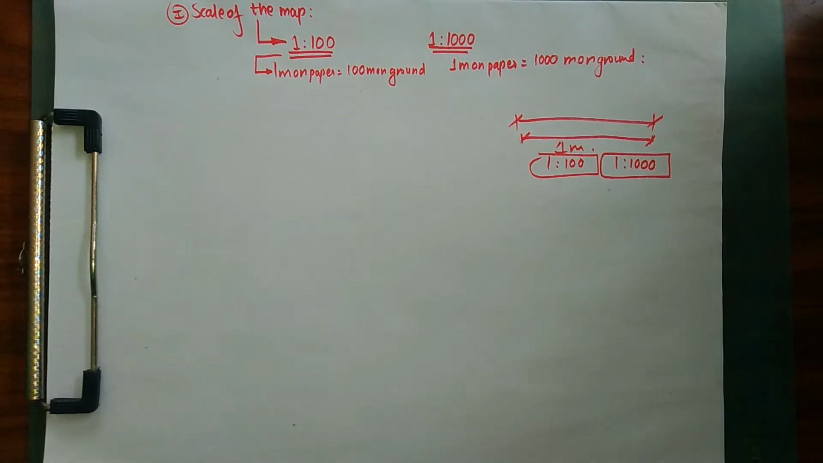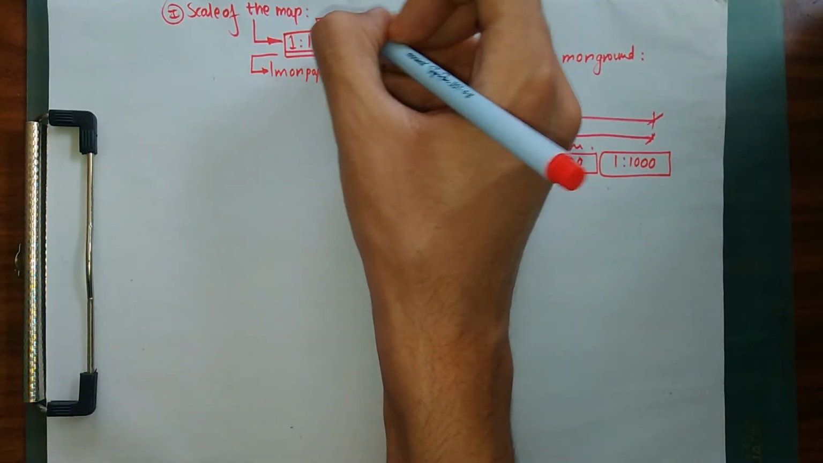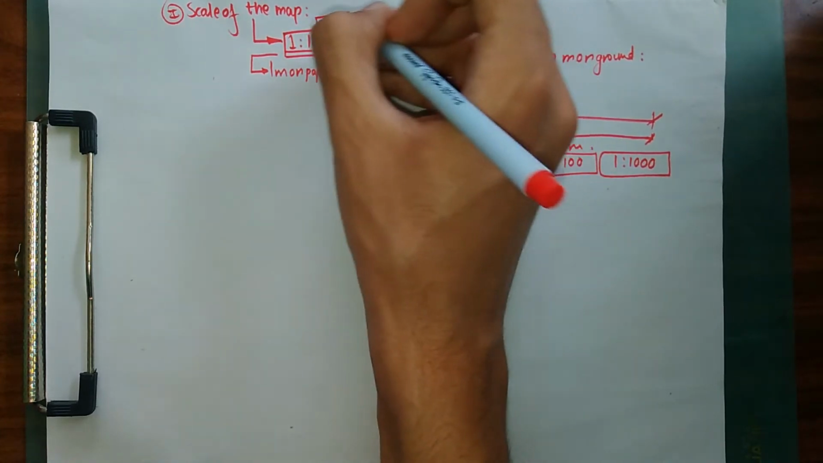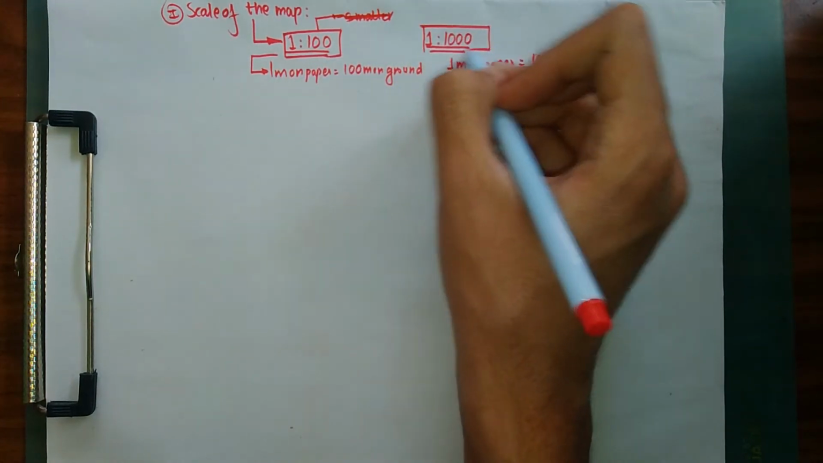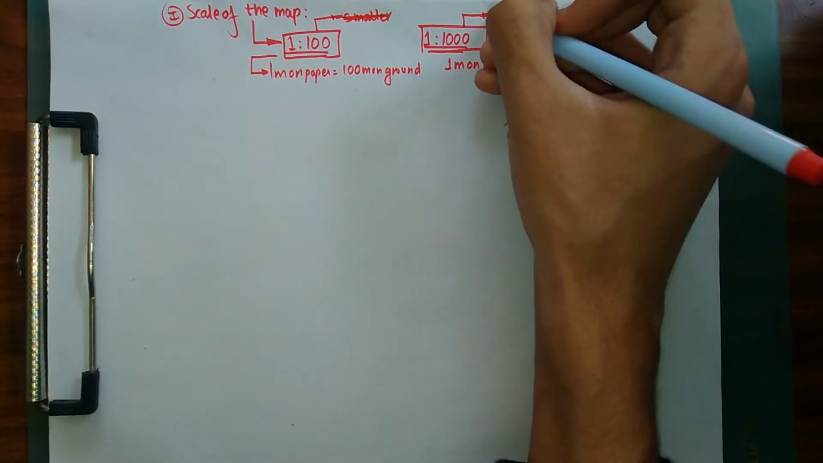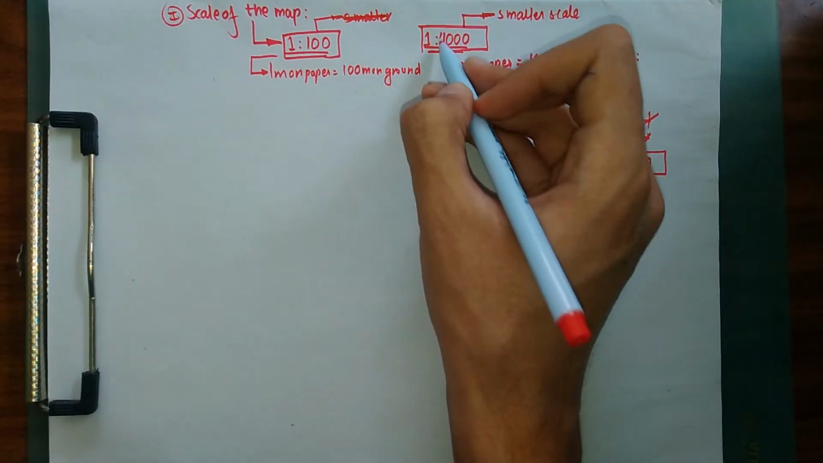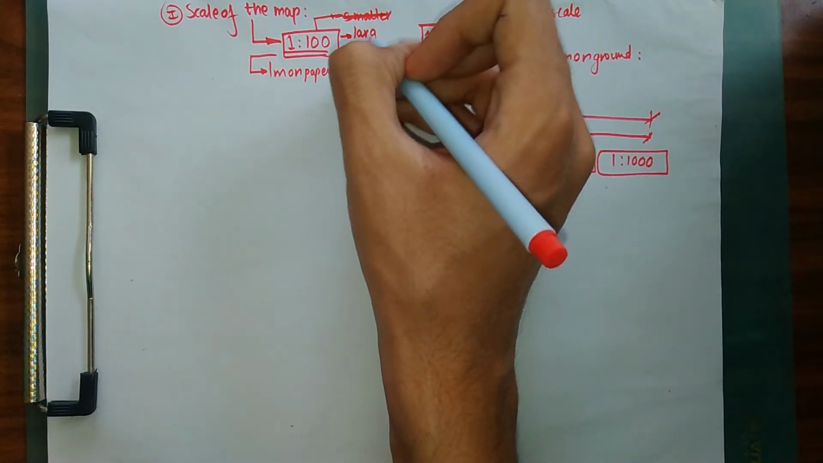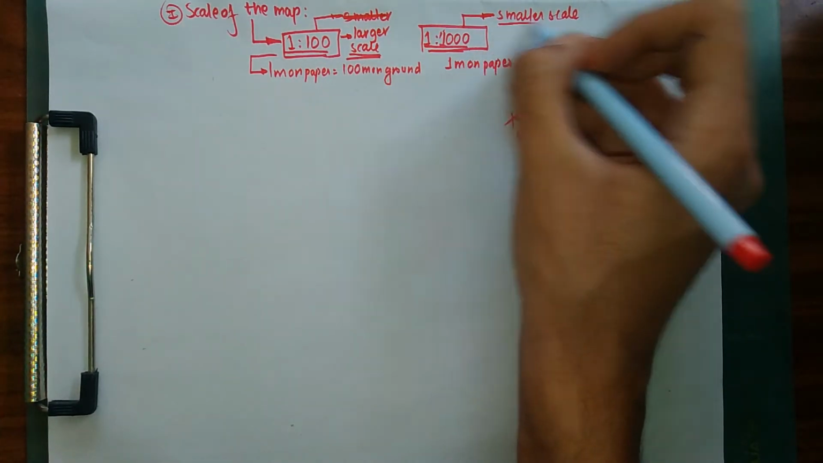So how does this scale affect my contour interval? Let me add one more point. The scale of 1:1000 is going to be my smaller scale because it has 1000 in the denominator, while 1:100 is going to be my larger scale.